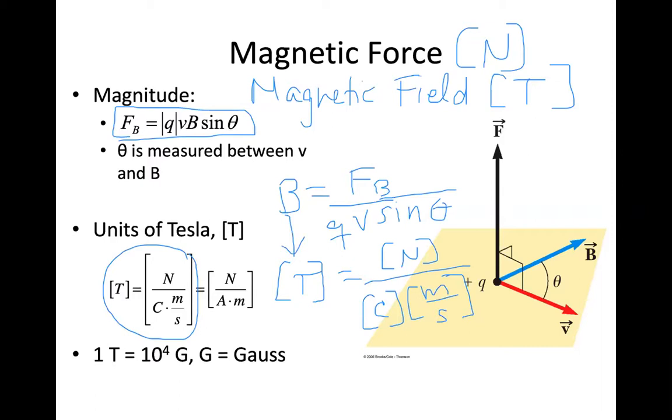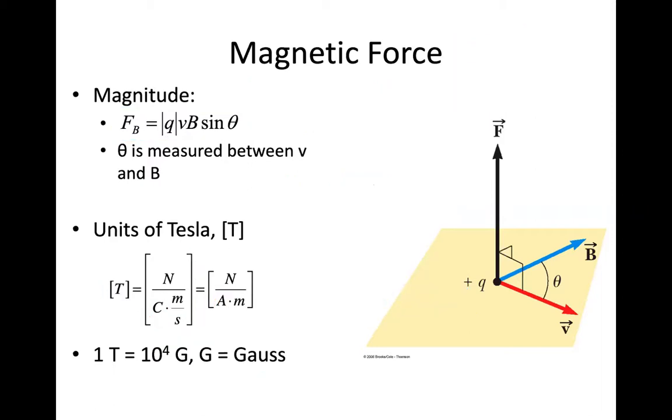Okay, but I see one relationship here. I see coulombs per second, and a coulomb per second is an amp. Moving charge gives us current. So I can also write it as newtons per amp meter. Sometimes, instead of using the units of Teslas, you'll hear the unit of Gauss, and those are related via a 10 to the fourth. So 1 Tesla is 10 to the fourth Gauss.